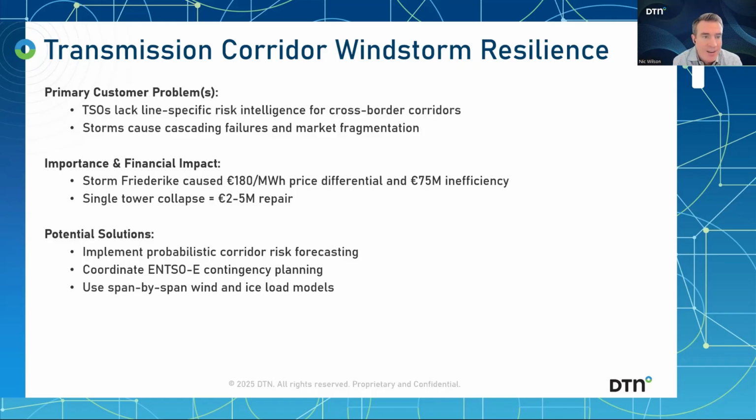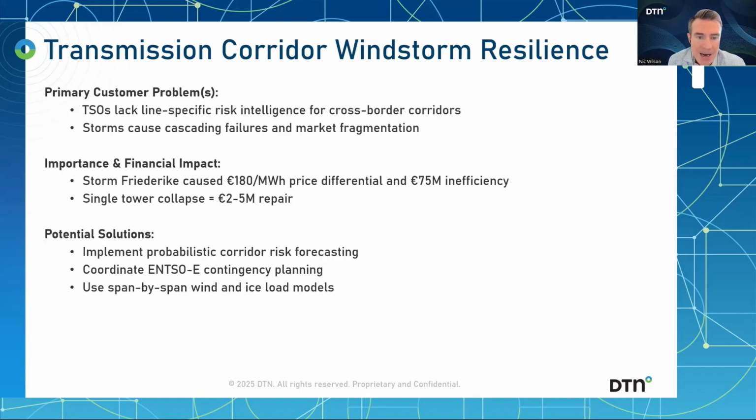Back in January 2018, Storm Frederic. Transmission outages separated German and French bidding zones. The result, 180 euros per megawatt hour price differential. 75 million euros in market inefficiency from a single storm. This is the TSO specific challenge that doesn't exist for distribution operators.